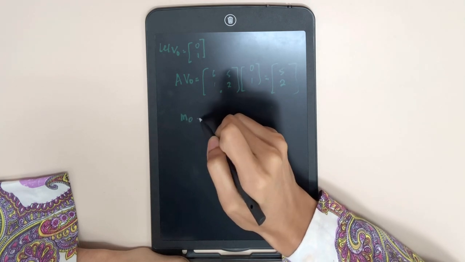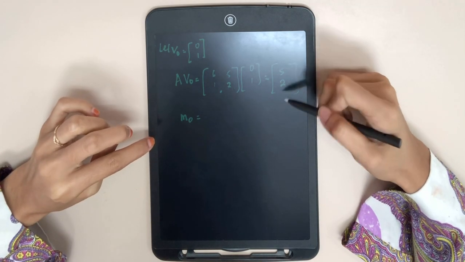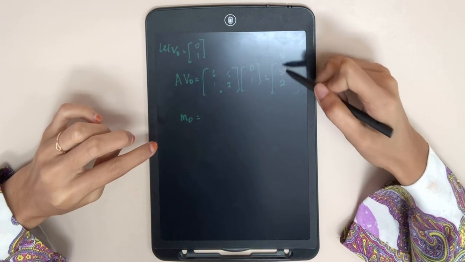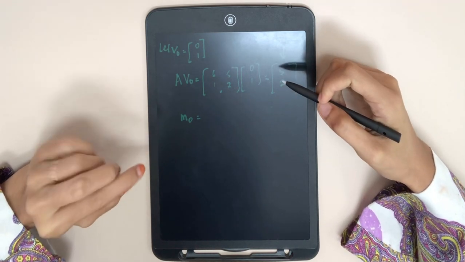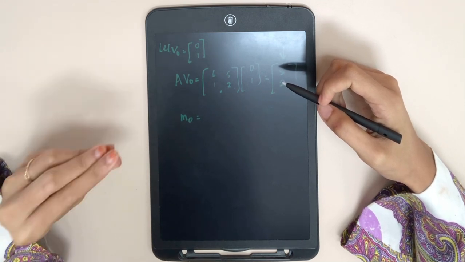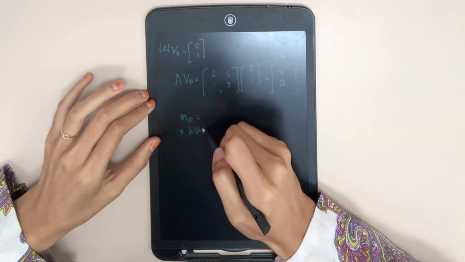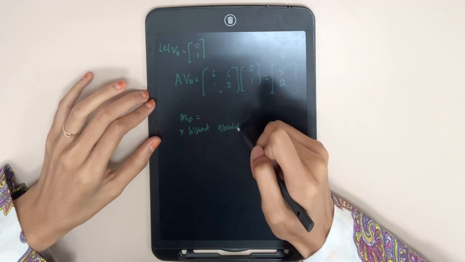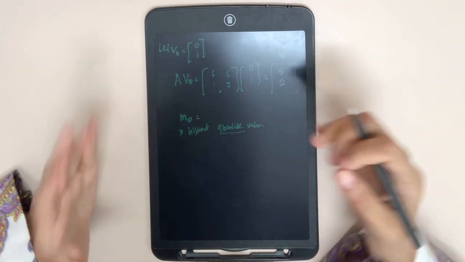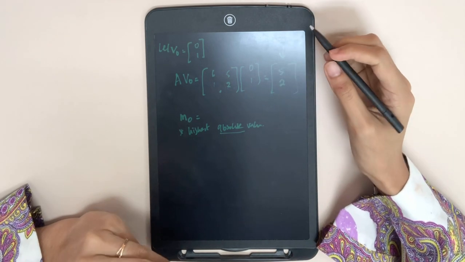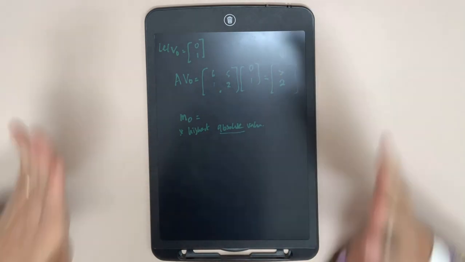Then M naught. So M naught here represents one of the entries inside here, salah satu entry ataupun salah satu nombor yang ada dalam matrix AV0 ni tadi. We choose the highest value, the highest absolute value. Okay, maksudnya macam ni, highest or the largest absolute value. Absolute means we consider it positive. Maksudnya kalau sini negatif pun, we will assume that one is positive. Okay, macam ni.